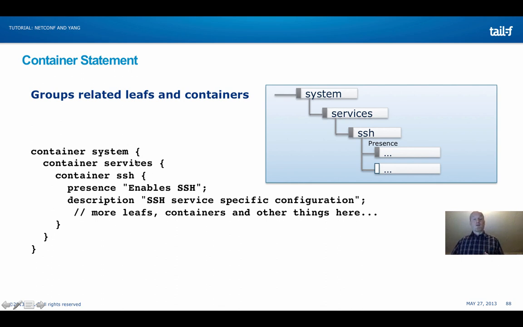Whereas system and services, as a management system, you can't manipulate those containers. They have no values. You use them to navigate down to the specific leaves or lists or whatever you're interested in.